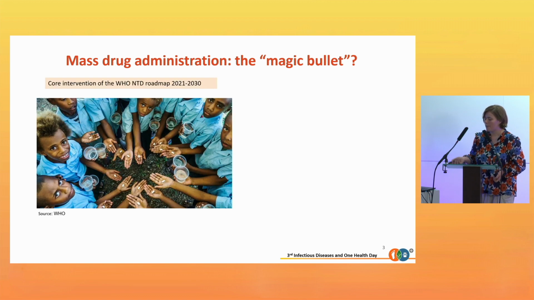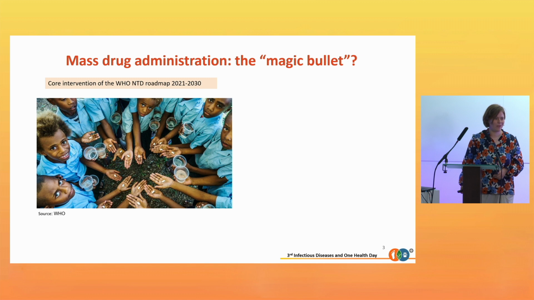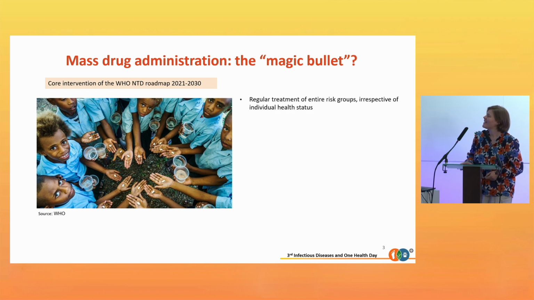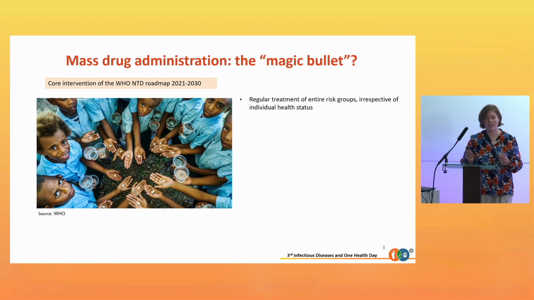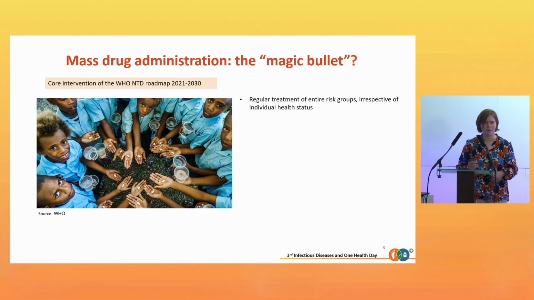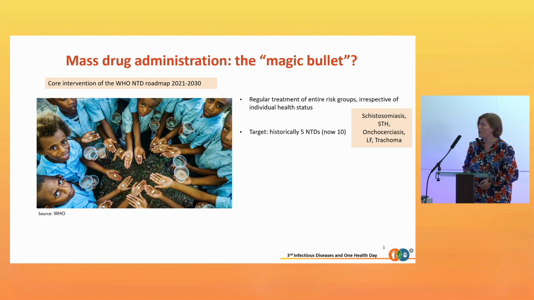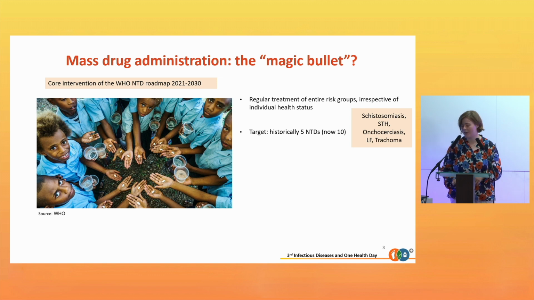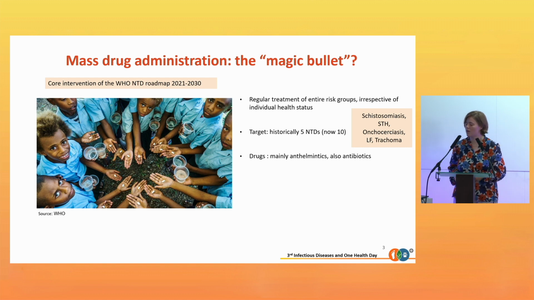So this picture illustrates it quite well, and it actually links to the first talk we've just heard, so I guess it's interesting. It entails the regular treatment of entire risk groups for a disease, irrespective of individual health status. So people are treated, and they are not diagnosed prior to treatment. The target is historically 5 NTDs. Now there are 10 targeted, so it's getting bigger. Those historical ones, and they are still the biggest ones, are schistosomiasis, soil-transmitted helminths, onchocerciasis, lymphatic filariasis, and trachoma, so mostly helminth diseases, and then trachoma.